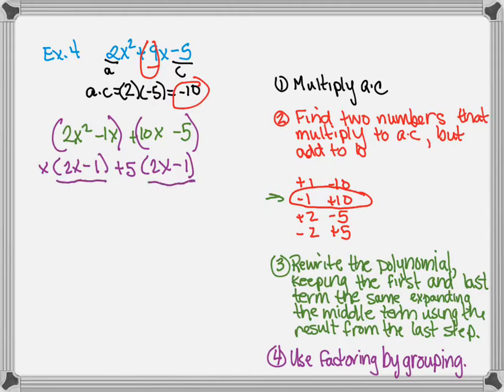Good, we're doing this right because our parentheses are the same. I'll now factor that common factor out, so I have 2x minus 1. And in my second parentheses, we will put the x plus 5. And that is our trinomial factored. So 2x squared plus 9x minus 5 factors to 2x minus 1 times x plus 5.